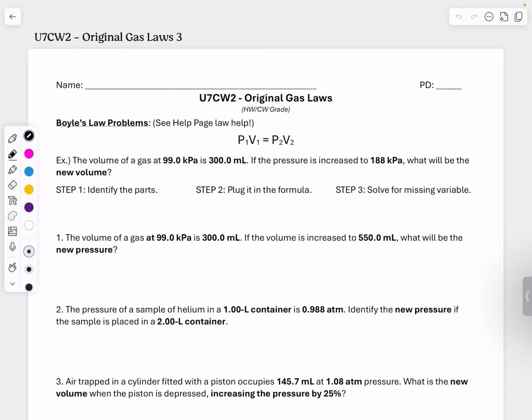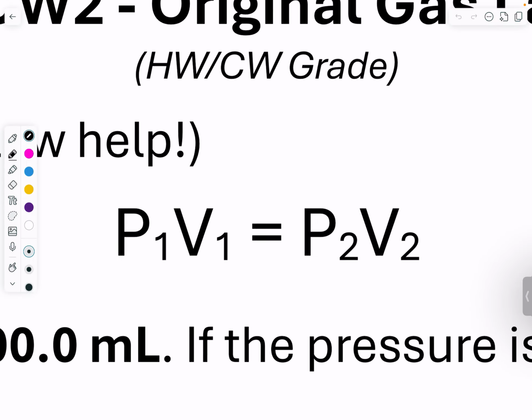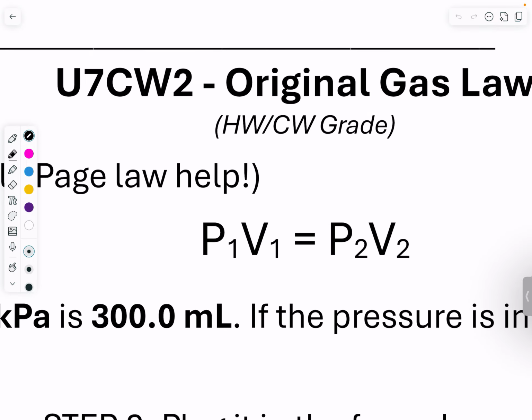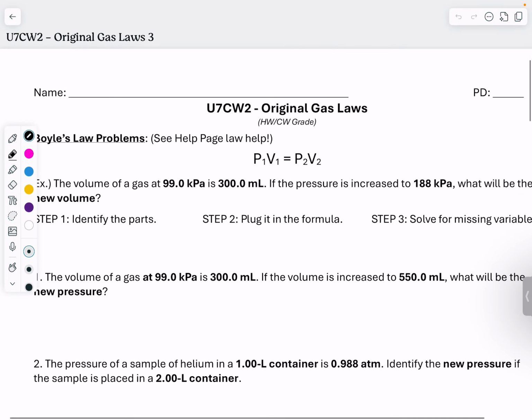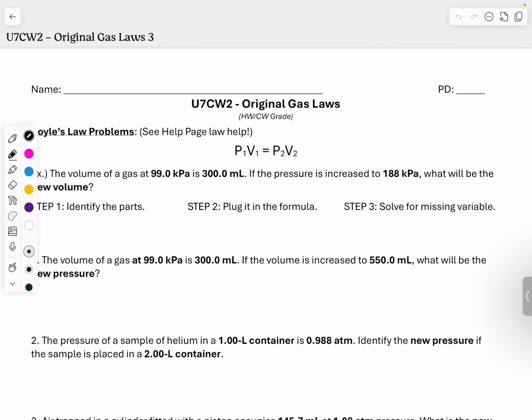First and foremost, we start with Boyle's Law. Boyle's Law is this nice little formula here. Remember, this is inversely proportional. As one goes up, one goes down. So the first thing you've got to do with any one of these laws is identify all the parts and pieces. So first thing I'm going to look for is, what are my pressures? I've got pressure here and pressure there.